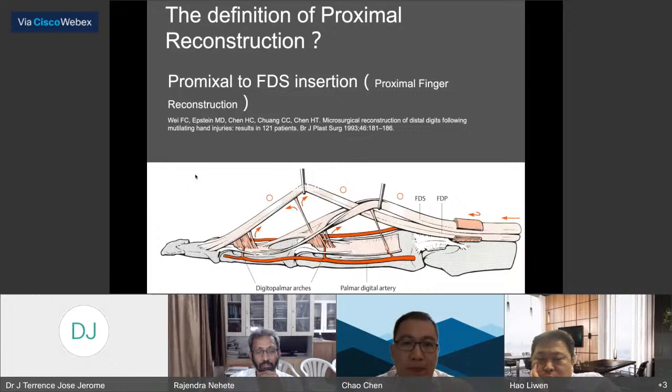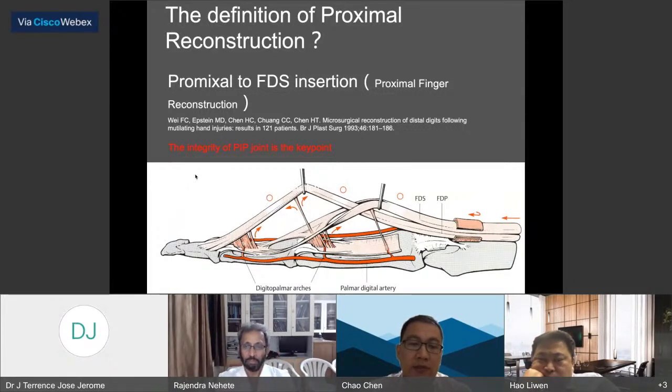So now I think the integrity of the PIP joint is the key point. Even if we have a whole PIP joint, we can consider this as a distal amputation. But if the PIP joint is damaged or lost, it is a proximal amputation.